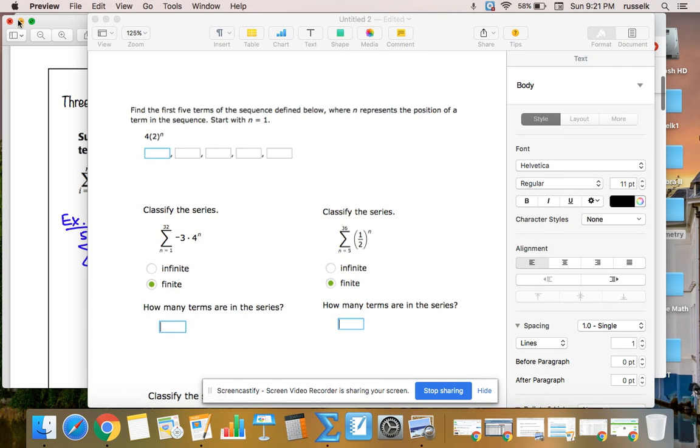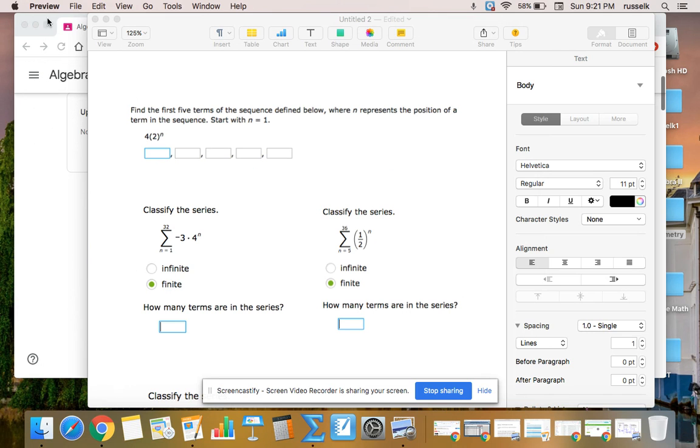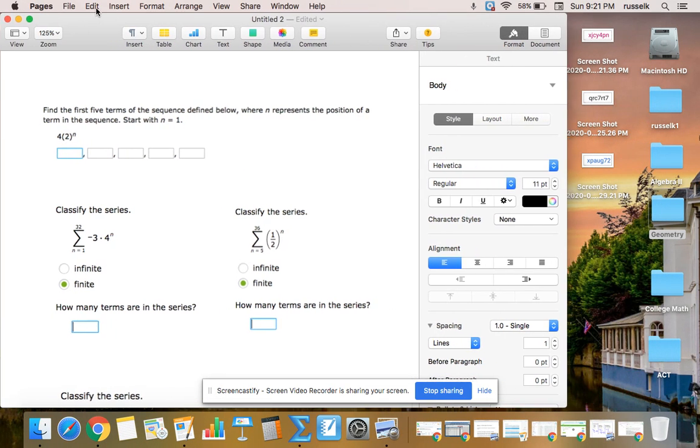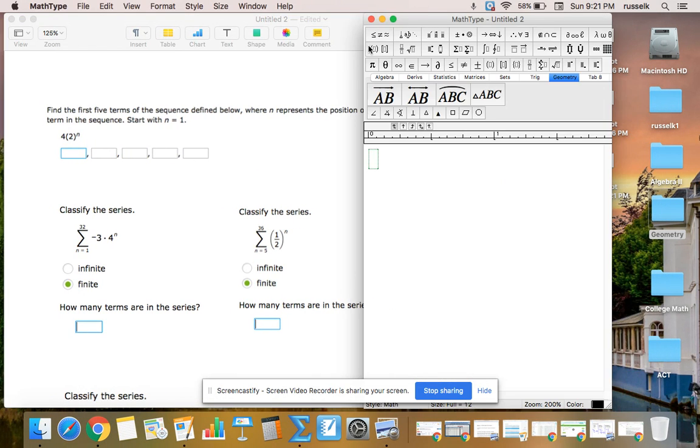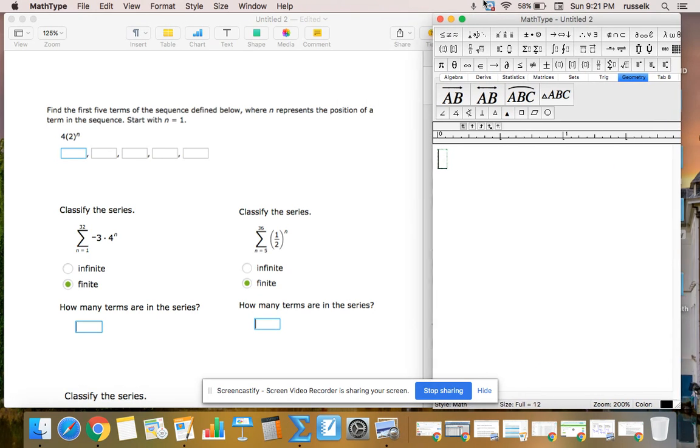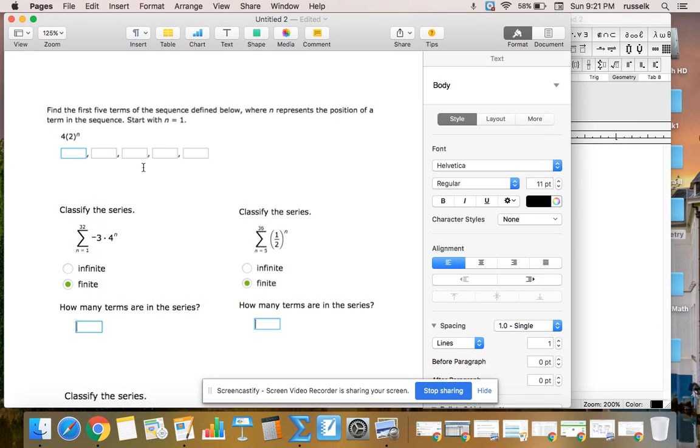Looking at a few examples from IXL. First section, like I said, is pretty straightforward. They're just going to give you an equation. In this case, it's 4 times 2 to the n, tell you where to start, and then ask you for the first so many terms. In this case, it's 5.